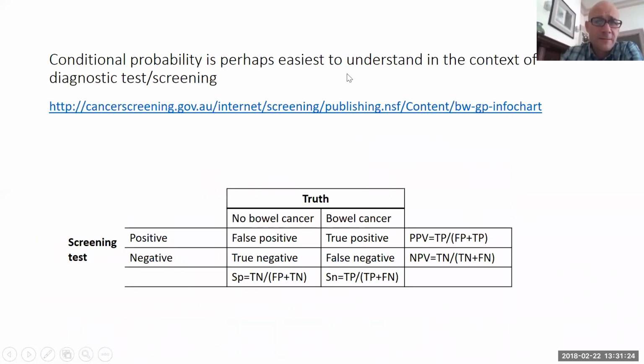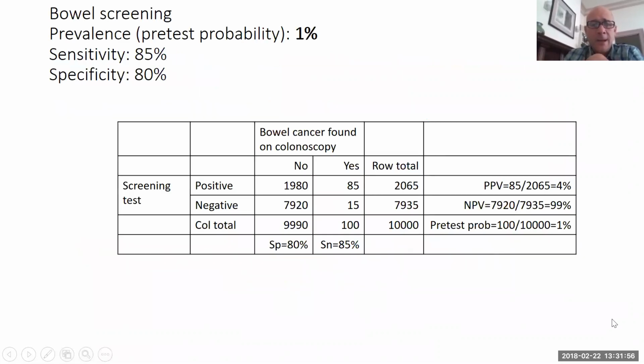Now, I think perhaps the easiest way to understand a hypothesis test is in the context of a diagnostic or screening test. The example I'm going to use is FOBT testing for bowel cancer, and this is a 2x2 table for a diagnostic or screening test that I'm sure you've seen before. The column percentages are the sensitivity and specificity of the test, and the row percentages are the positive predictive value and negative predictive value. I'm going to focus on the positive predictive value.